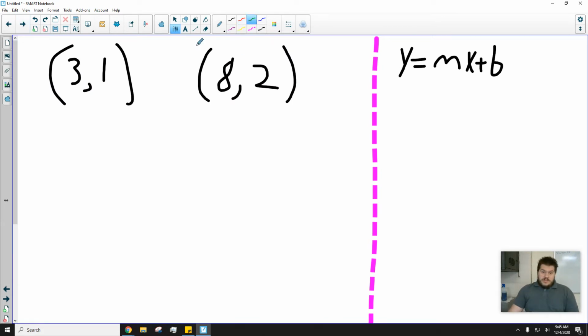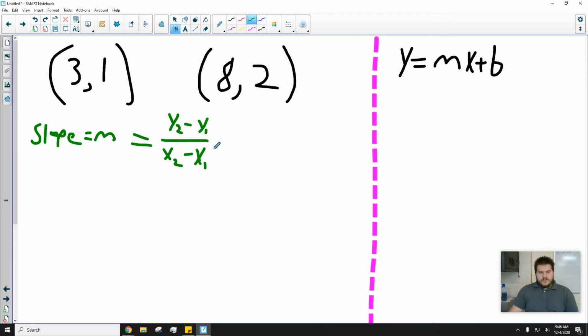The first thing to do, which is the easiest, is to find our slope, or m. And again, this is y2 minus y1 over x2 minus x1. Next, let's label these points. I have one x here, I have a y. I have an x here, I have a y. These are the first point, these are the second point. Now I just plug in things where they need to go.